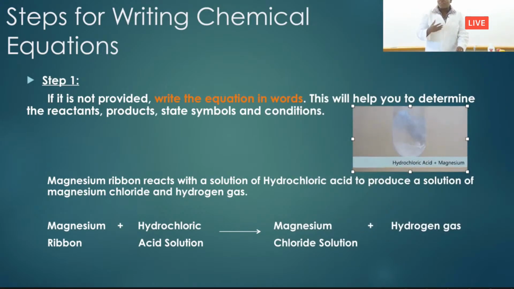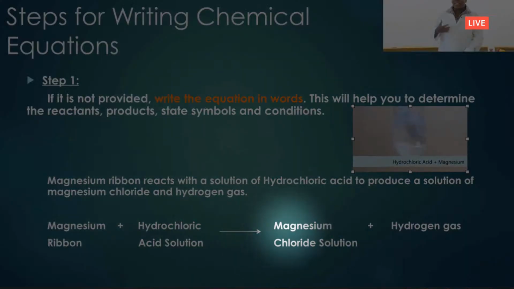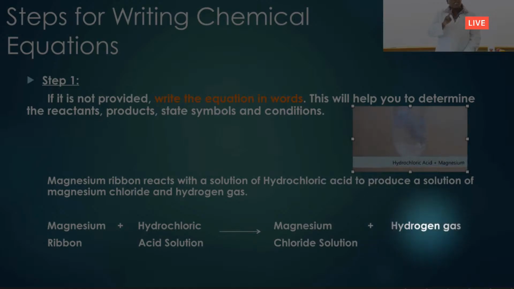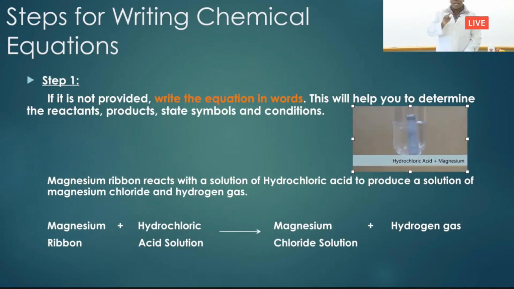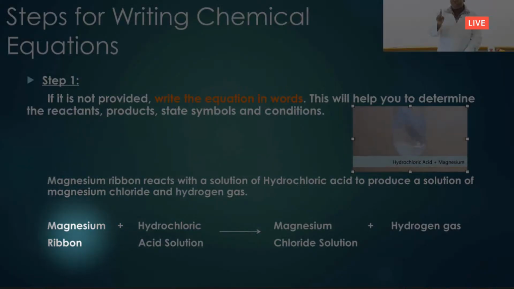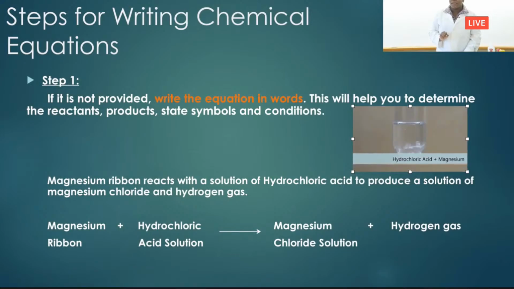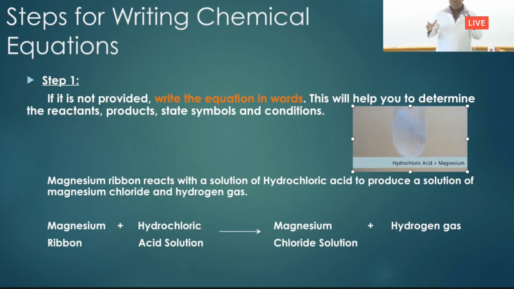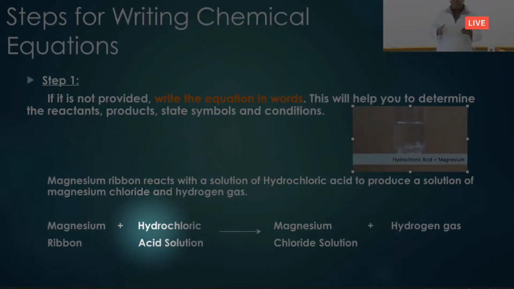You have the magnesium ribbon plus hydrochloric acid solution to give you magnesium chloride solution and hydrogen gas. Did you hear what I did just now? Let's go back again. Let's look at the first plus. So the magnesium ribbon, highlight that first plus for me. That first plus means reacts with, because this is on the side of the reactants. So we're saying that magnesium is reacting with hydrochloric acid.